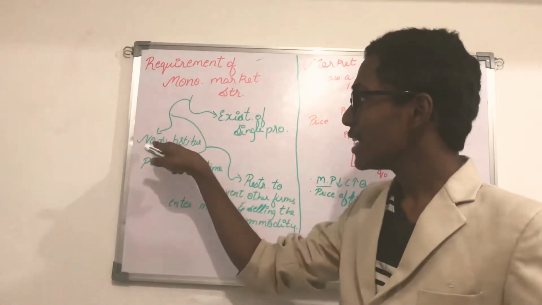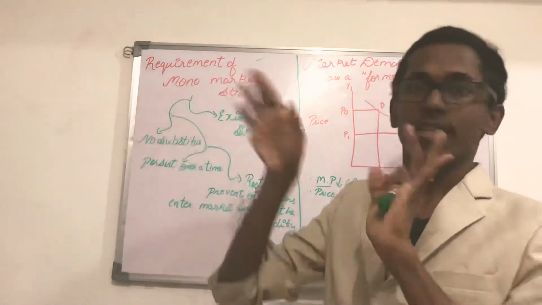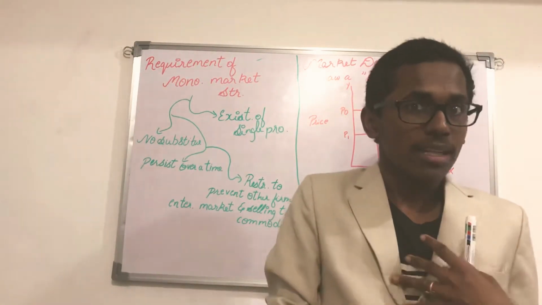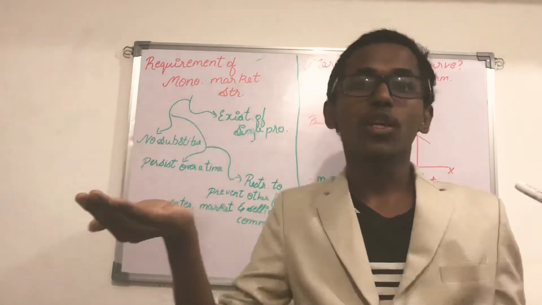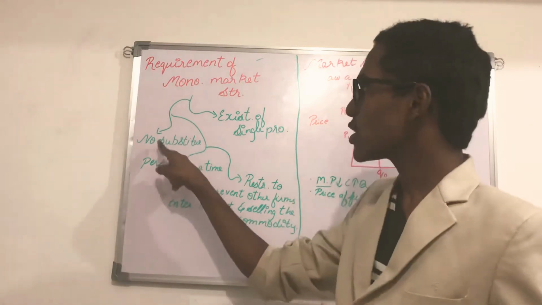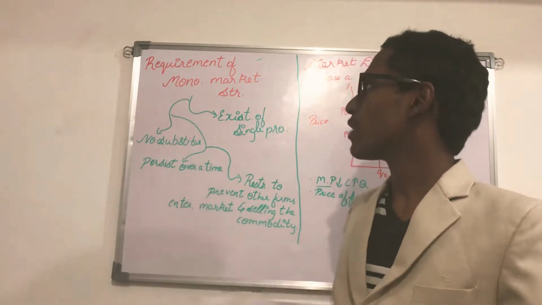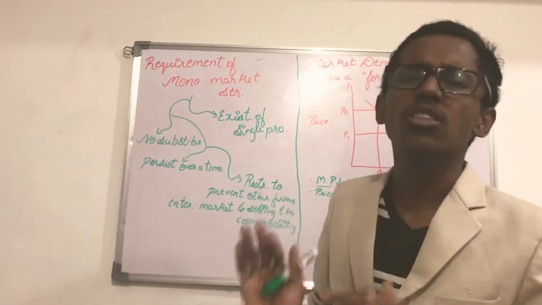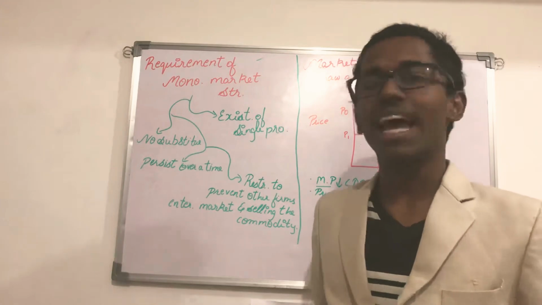The next one is that there is no substitute. I gave the example of Pepsodent and Colgate. If my company is producing only Colgate toothpaste, then there is no alternate or substitute good like Pepsodent. There is only one product. That is known as no substitute. The third is that it persists over a period of time. The monopoly market structure continues over a period of time.